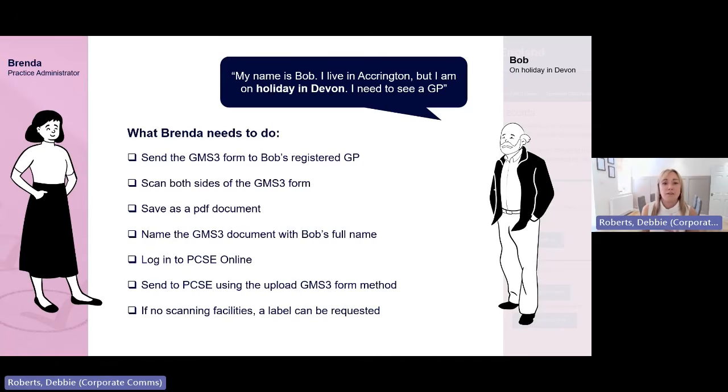Now, when Brenda is sending the form, ideally scan both sides of the GMS3 form. Save the document as a PDF because that's just the way we need that uploaded onto PCSE Online.